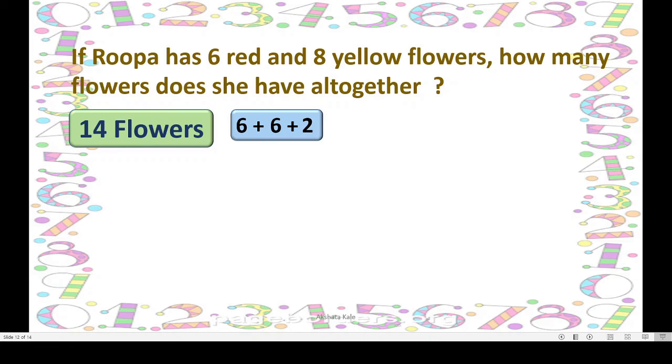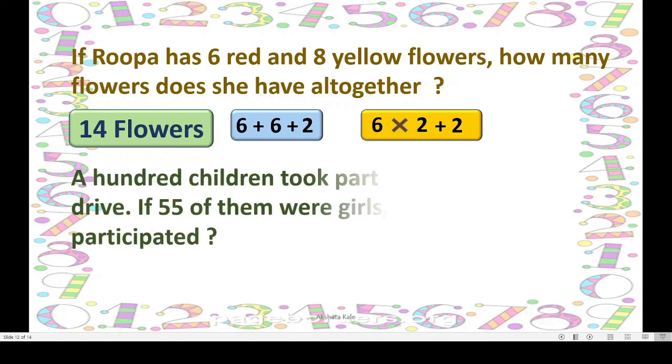Or one more method is there. See that 6 twos are 12. We can use multiplication here. 6 twos are 12 plus 2. That became also 14. Any method you can use for oral sums. Okay. Whichever you like, that you can follow. Okay. One more oral sum is there.